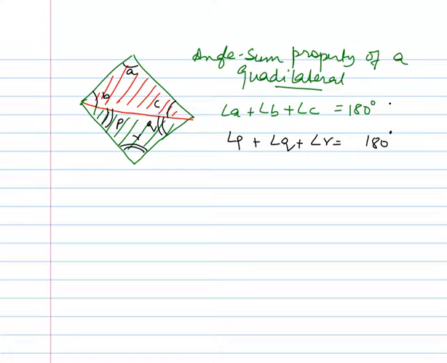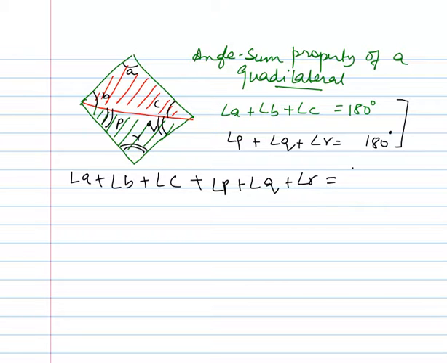Now if we add these two equations, so what will we get? Angle A plus angle B plus angle C plus angle P plus angle Q plus angle R is equal to 360 degrees, 180 degrees plus 180 degrees. So we have summed these two equations.